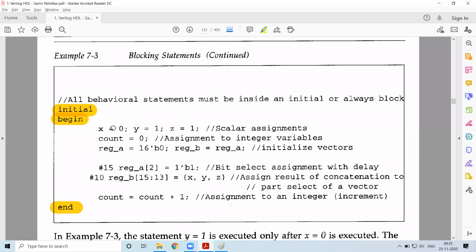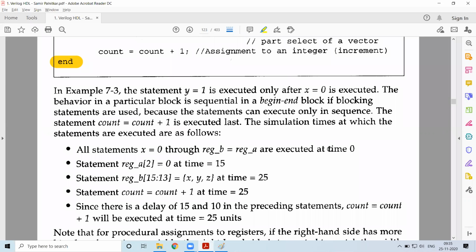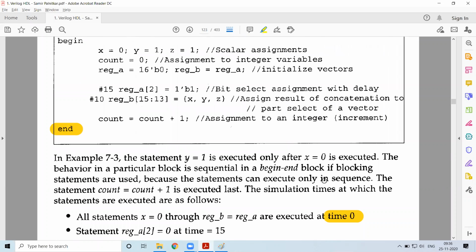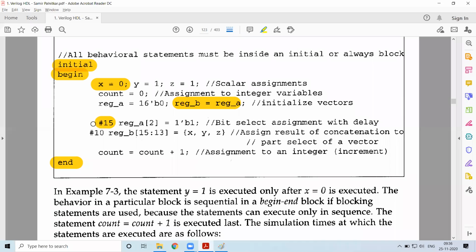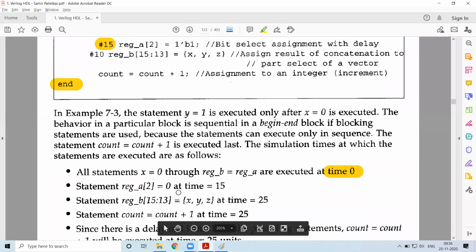So as specified, from this point to this point, they are all executed at time unit equal to 0. But again, sequentially this will be happening over there. Now here, this also will start at that moment, but after 15 time units, it will be assigned with the value.